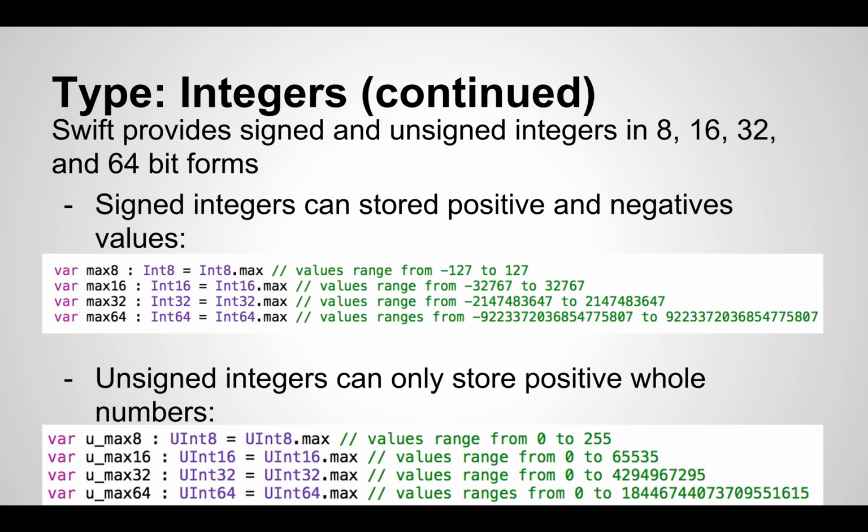All right, and then the unsigned integers, as you can see in the example, can go only from 0, so there are no negative numbers, but they can go to way higher numbers. As you can see, it's basically twice as big as the signed ones.